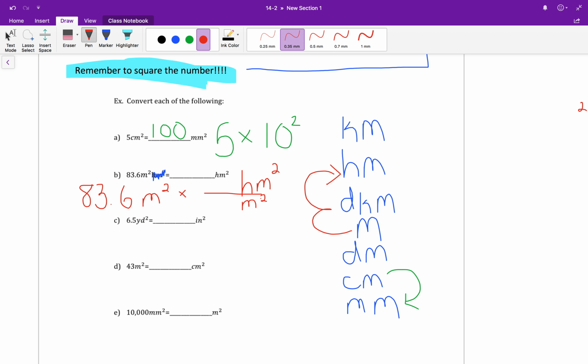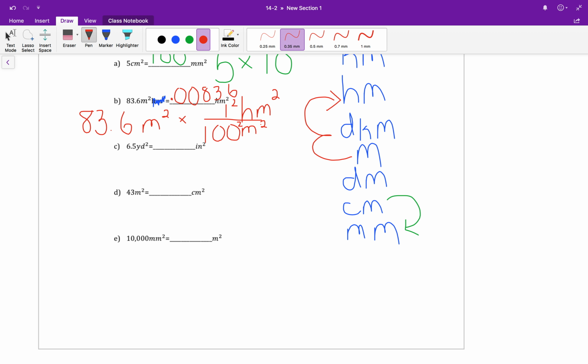There are 100 meters in every hectometer. And then I have to remember to square the numbers. Do not forget to square the number. So this is 83.6 times this ratio. Or if you don't like to use the ratio method, it's 83.6 divided by 100 squared. If you would rather memorize the multiplication and the division. Doesn't matter to me. In either case, we get a really tiny number that I'm going to have to squeeze in here. 0.00836.